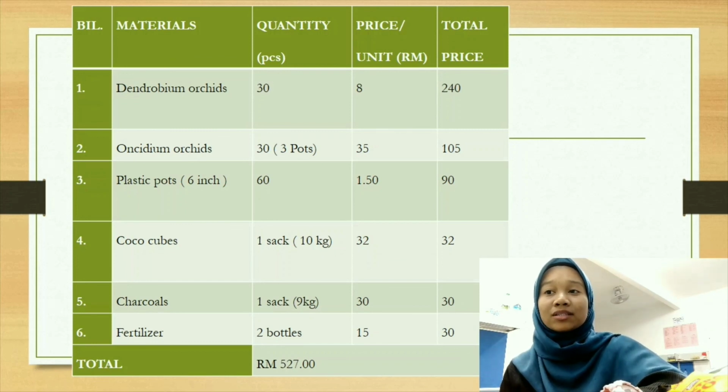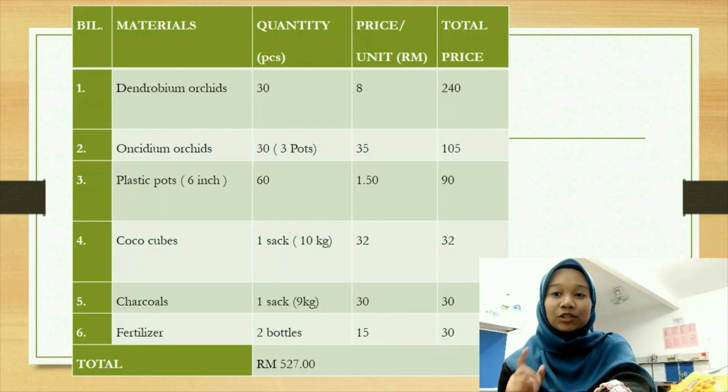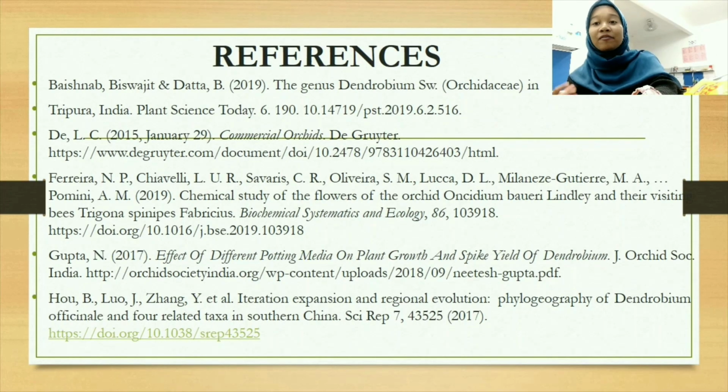Cocoa cube, 1 set which is 10 kg, the price is 32 ringgit. Charcoal, 1 sack of 9 kg, the price is 30 ringgit. Fertilizer, 2 bottles, the price is 30 ringgit. The total budget needed is 527 ringgit. There are a few references that were used in this research project.